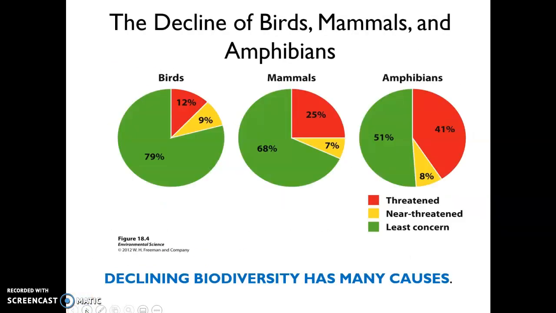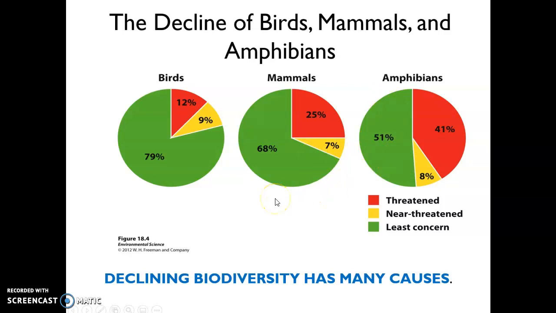So the categories that we're looking at here are birds, mammals, and amphibians. And we're going to look at the decline of each. So there are three categories here. They will be categorized as either threatened, which is red, near threatened, yellow, and least concern, which is green. So clearly you can see here the least concern are the birds at 79%, followed by mammals at 68%, and amphibians all the way down at 51%.